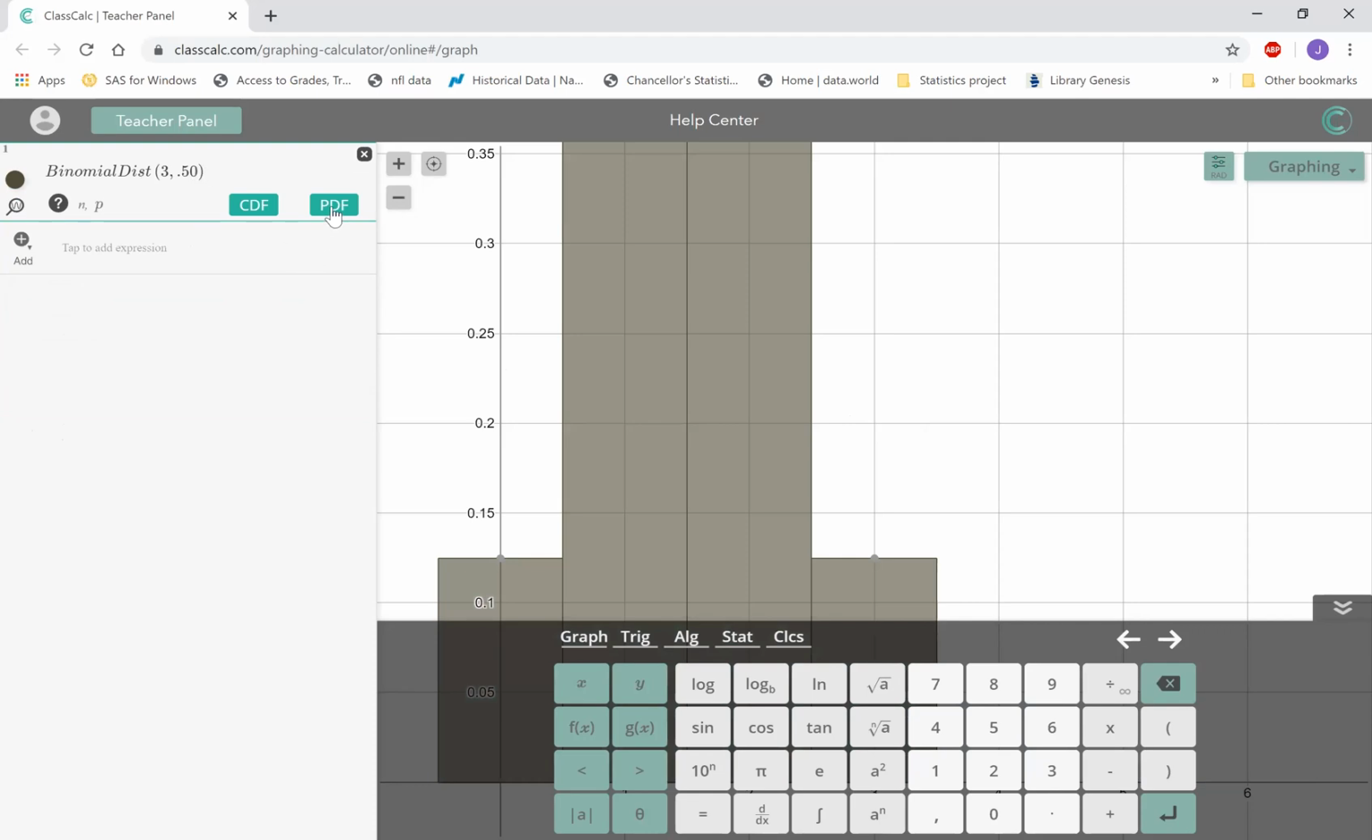Let me actually just take this one out and this one out, so I don't have any overlapping. All right, and for right now, I want to click PDF. So for PDF, you want to tell it what exactly is my X. So in this case, what did we say X was equal to? 2. So you put 2, and you get 0.375. So the probability that X is equal to 2 is 0.375.